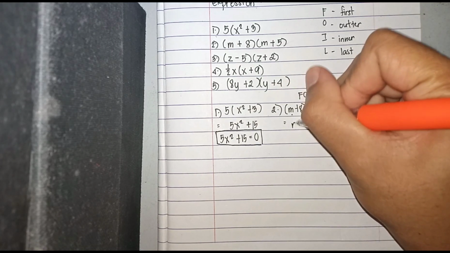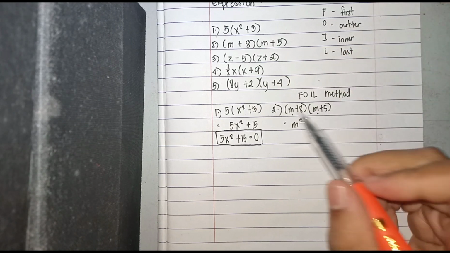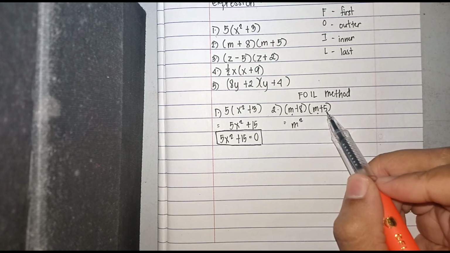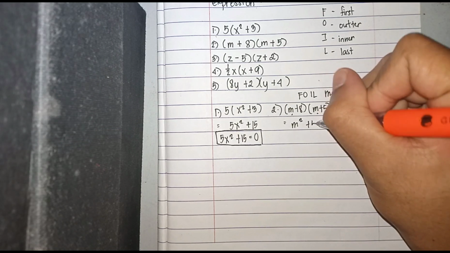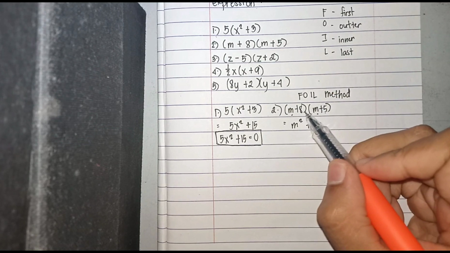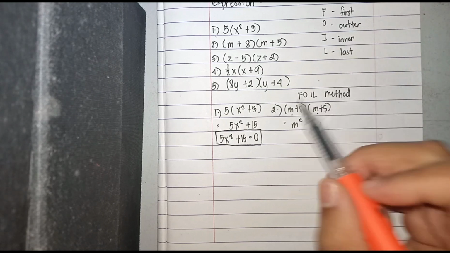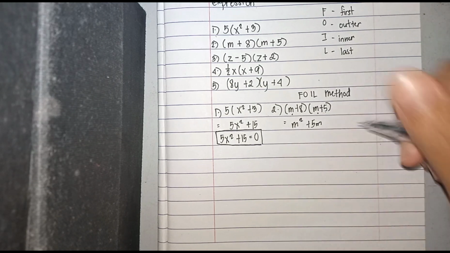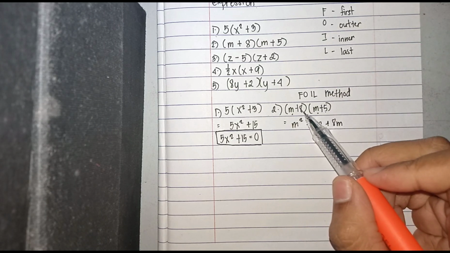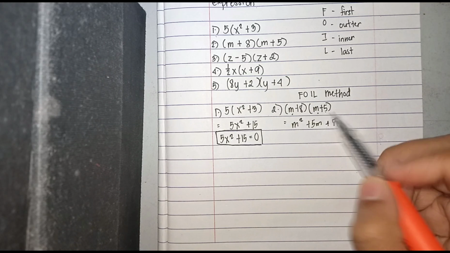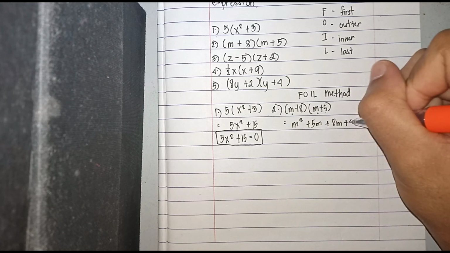So m times m is m squared. Next, the outer term is m and positive 5. So m times positive 5 is equals to 5m. So next, the inner, so 8 times m is positive 8m, and the last term, so 8 times positive 5 is equals to positive 40.